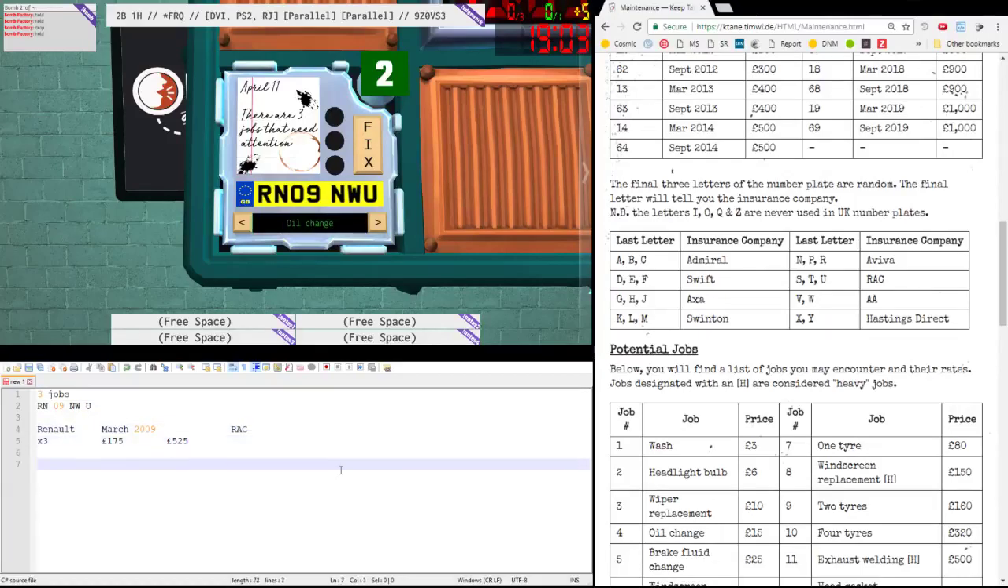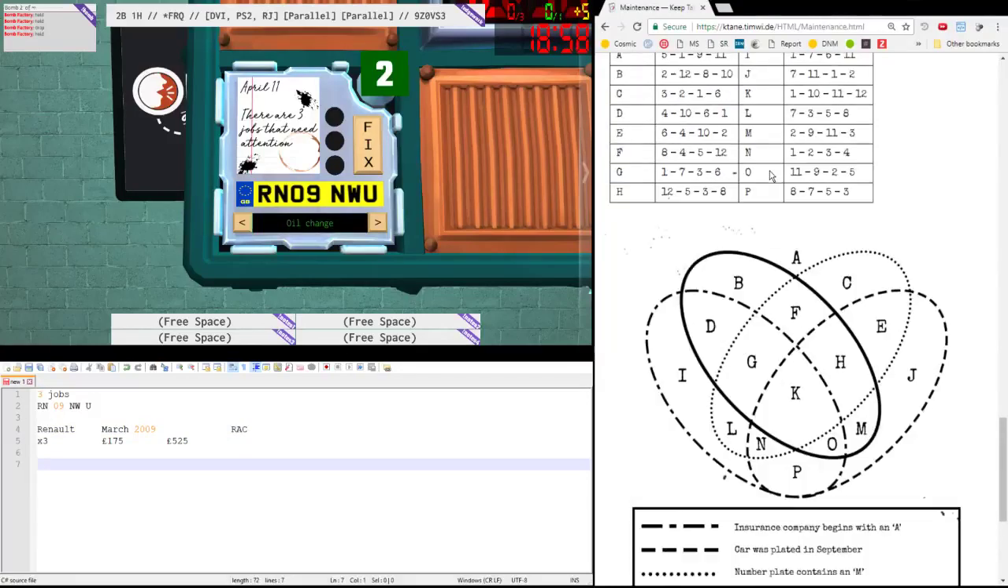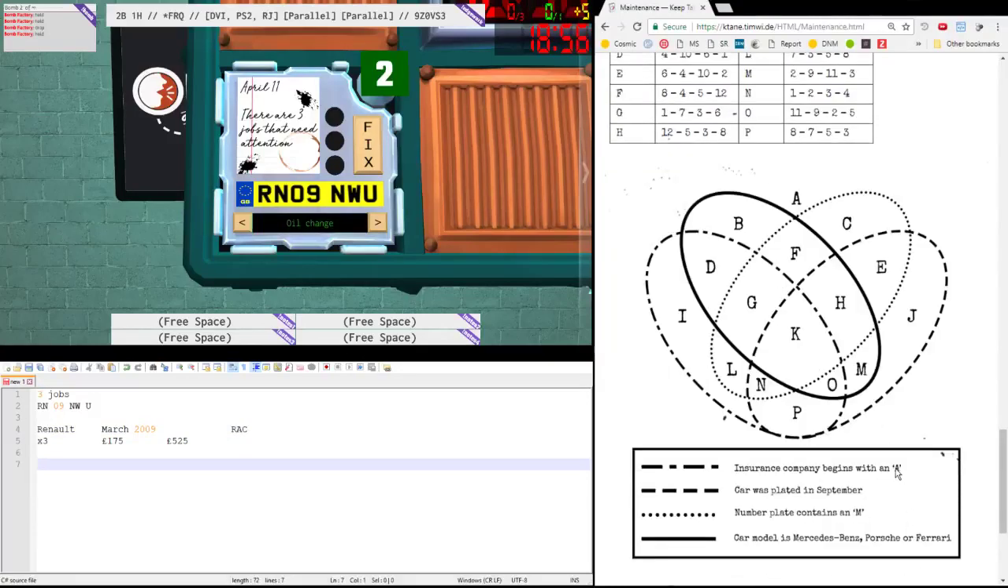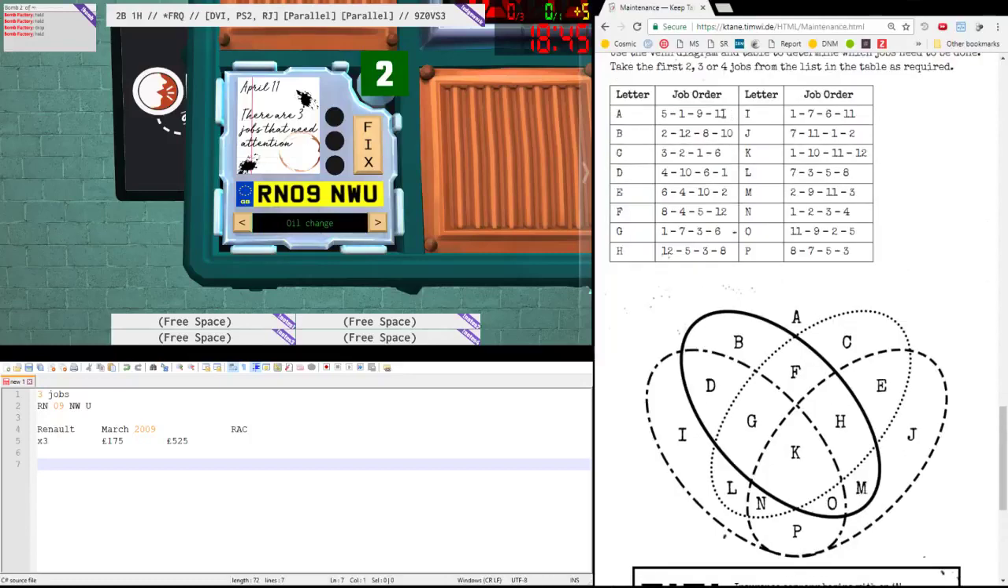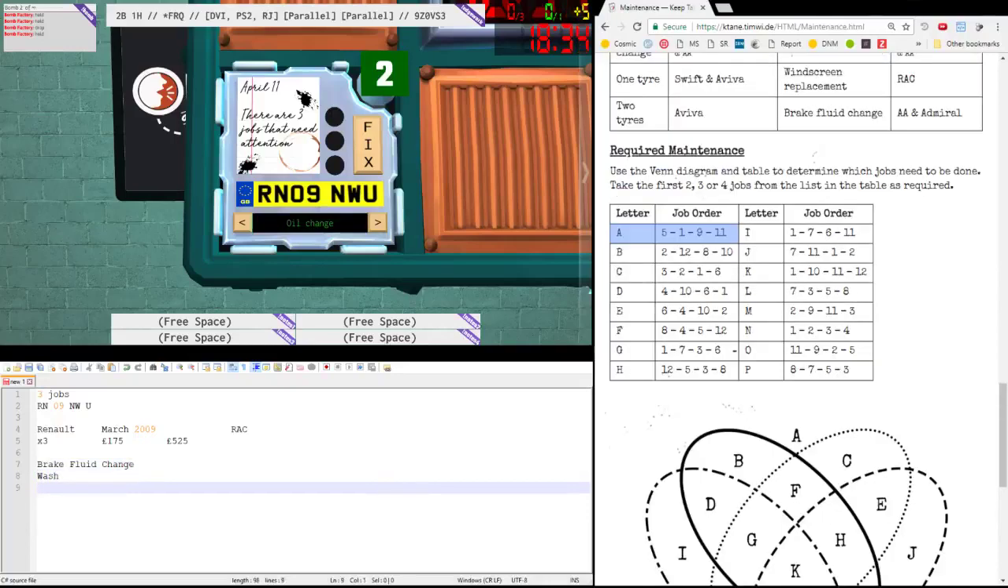RAC. Alright, let's hop all the way to the bottom, look at the Venn diagram. Insurance with an A, no. Car plate in September, no. Plate contains an M, no. Cars Mercedes, Porsche, Ferrari, no. That's going to be an A again, which means we're going to do the exact same, at least 2 of the same jobs. We're still going to do the brake fluid change for 5, the wash for 1, because we just did those, and we're also going to do number 9 now, because we need 3 jobs.